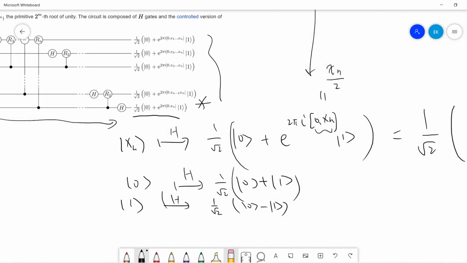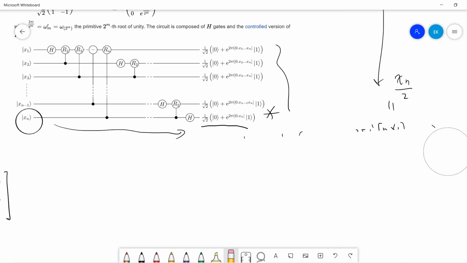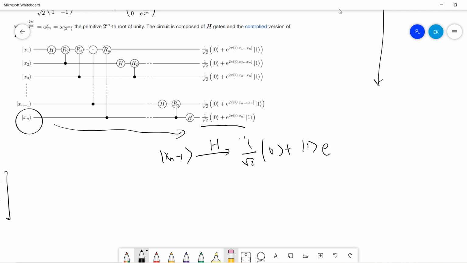Okay. So the next thing is that we check for a second row. I should say this is the last row, right? And this is the next to the last row. Okay. So let's say this one, this xn minus 1, right? After the Hadamard will be, as we said, 0 plus 1 and exponential 2 pi I 0 xn minus 1. I think everybody noticed this.